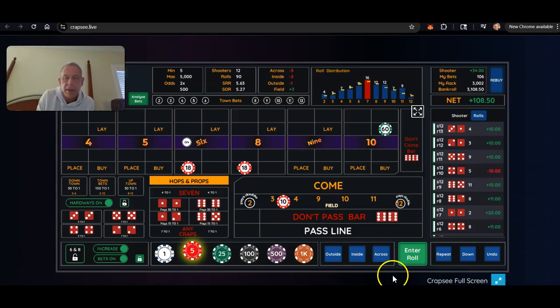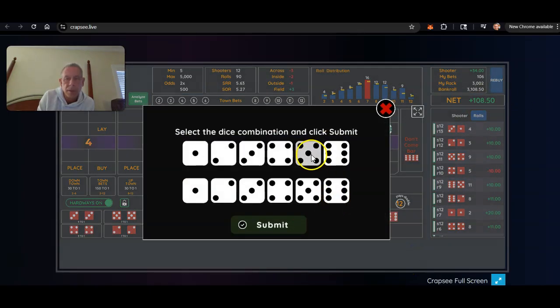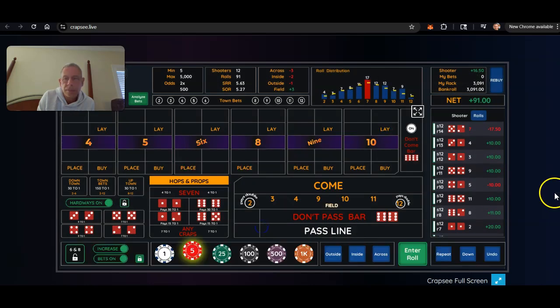5, 2, 7 out. So we're at 108 right now. 7 out. All right, so we lost $17.50 there because we had reduced our lay bet enough. Interesting. Very interesting. Okay, so let's go ahead and let's go back out. And we'll do just a few more shots of this.